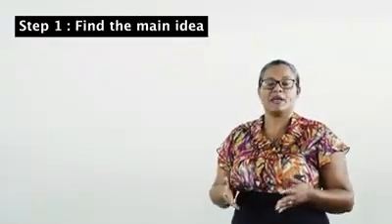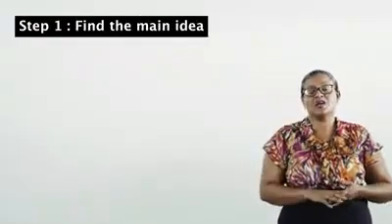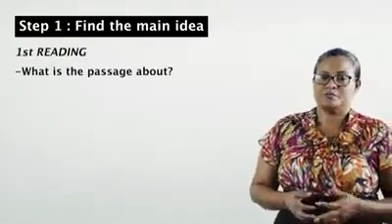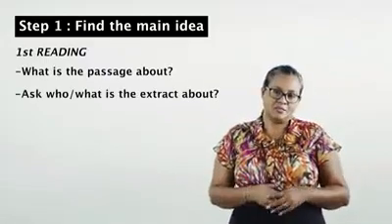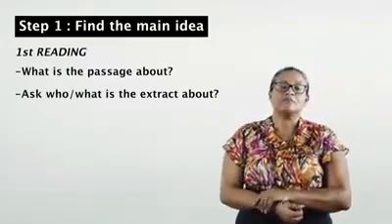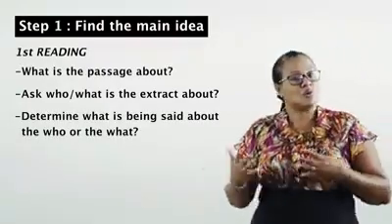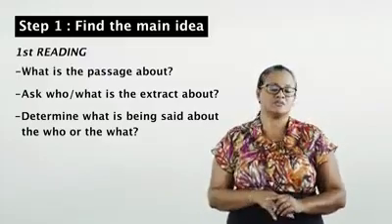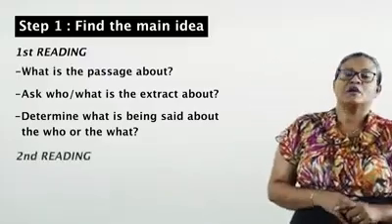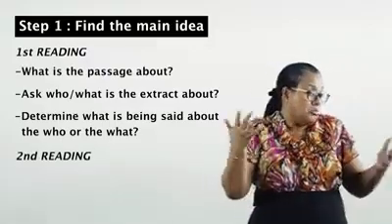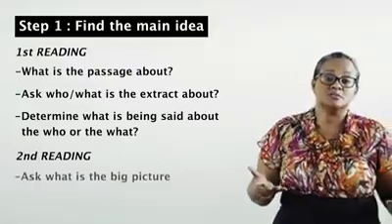The first step in our scientific approach to summary writing is to find the main idea. I always tell students to read the passage twice. In the first reading, you're asking yourself, what is the passage about? Who or what is the passage talking about? And then lastly, what is being said about the person or the who or the what the passage is about. On your second reading, you will look for some other things. You will look for things like, what is the big picture? What is being talked about?